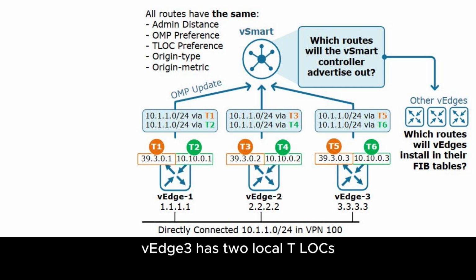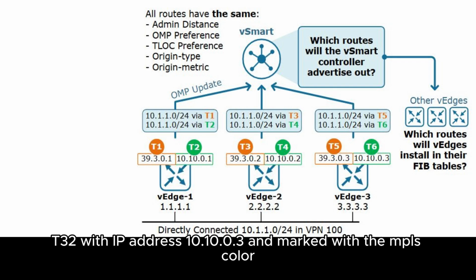vEdge 3 has 2 local TLOCs. T31 with IP address 39.3.0.3 and marked with the biz internet color. T32 with IP address 10.10.0.3 and marked with the mpls color.